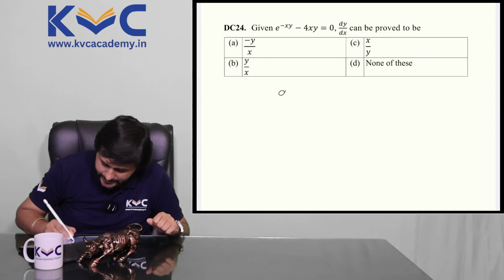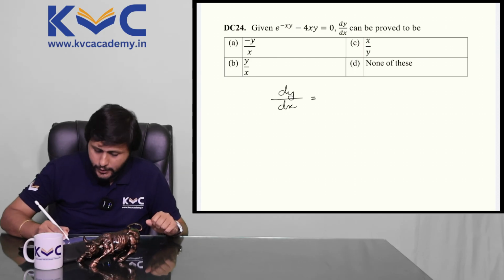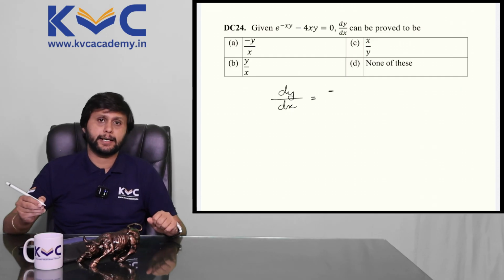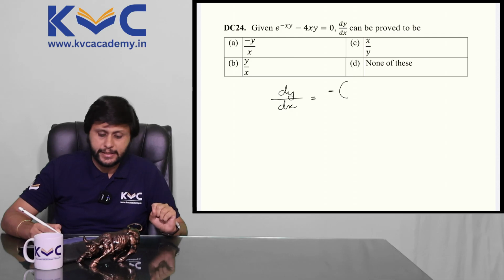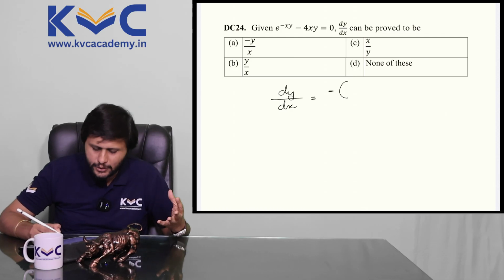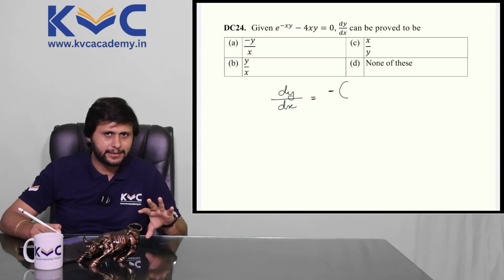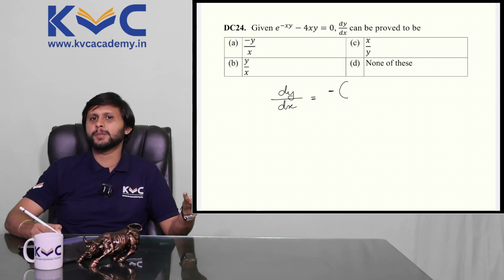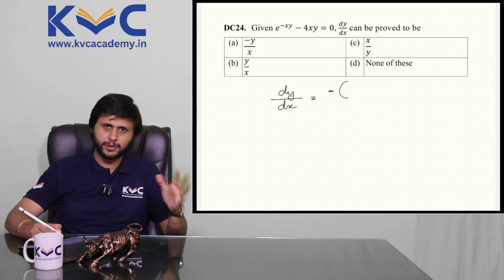What is my shortcut method? Say dy by dx on the left hand side, right hand side equal to minus sign outside, bracket open, differentiation of e to the power minus xy. It is as good as e to the power minus x. Y we will take as 2, 2x. So what is the differentiation of e to the power minus 2x? Minus 2x e to the power minus 2x.